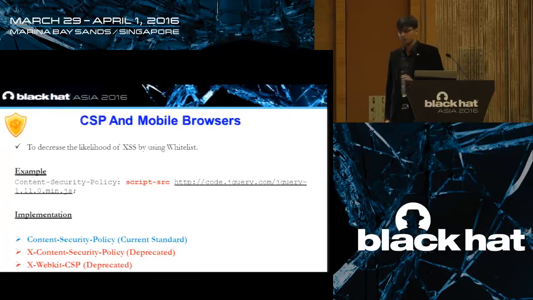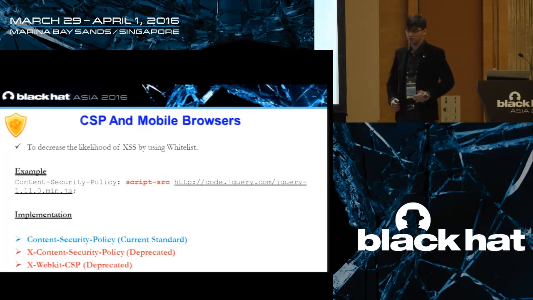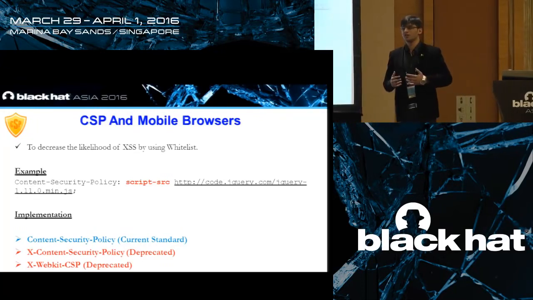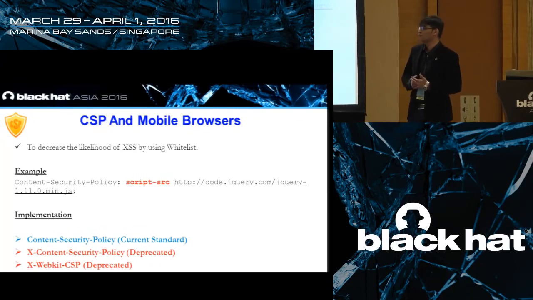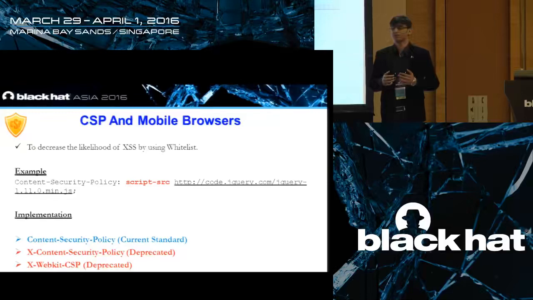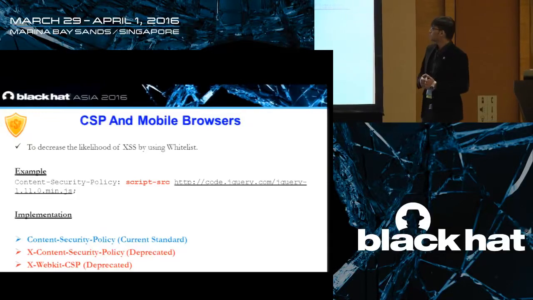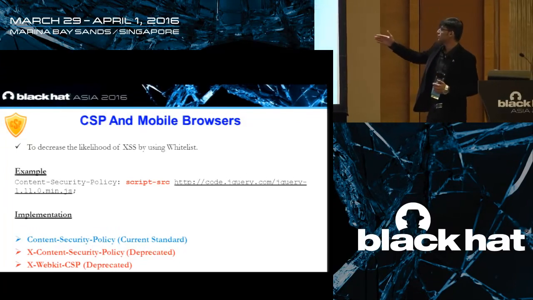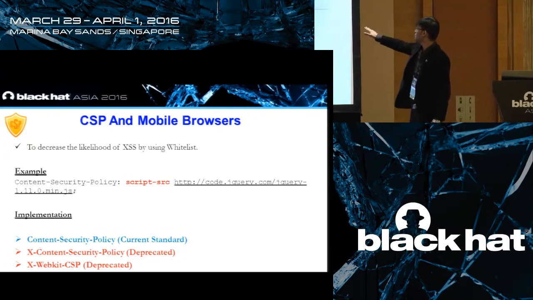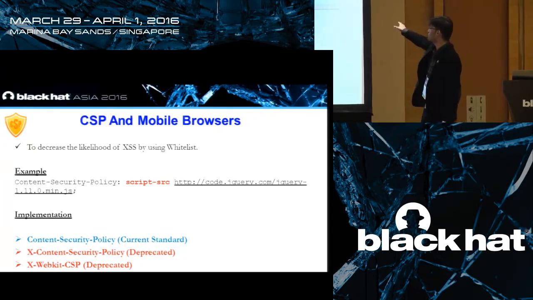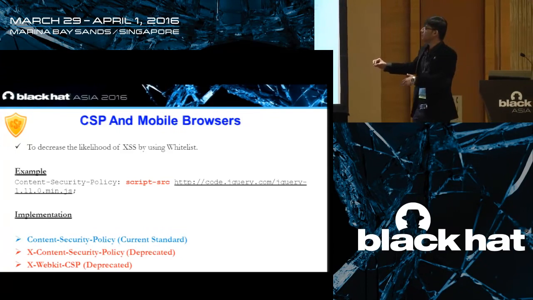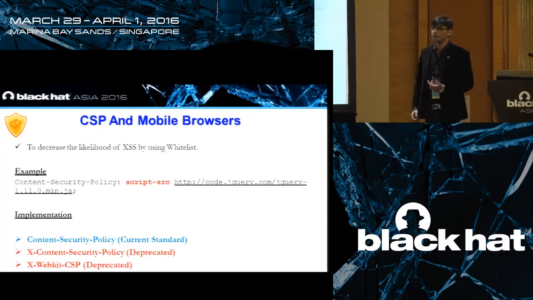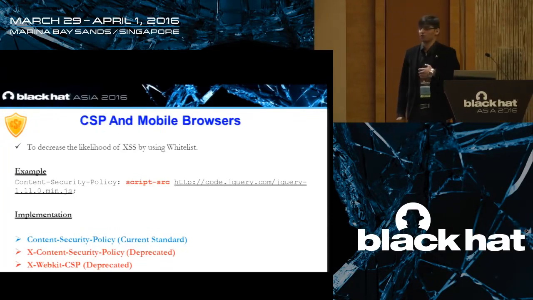So what else? CSP, content security policy, and mobile browsers. CSP was introduced in order to decrease the likelihood of cross-site scripting vulnerabilities simply by using a whitelist. So this is an example of a very basic CSP implementation. We have the content security policy header, and we whitelist code.jq.com/whatever. So only this JavaScript would be executed, and everything else would not be executed. And this is why CSP has proven to be a good solution.